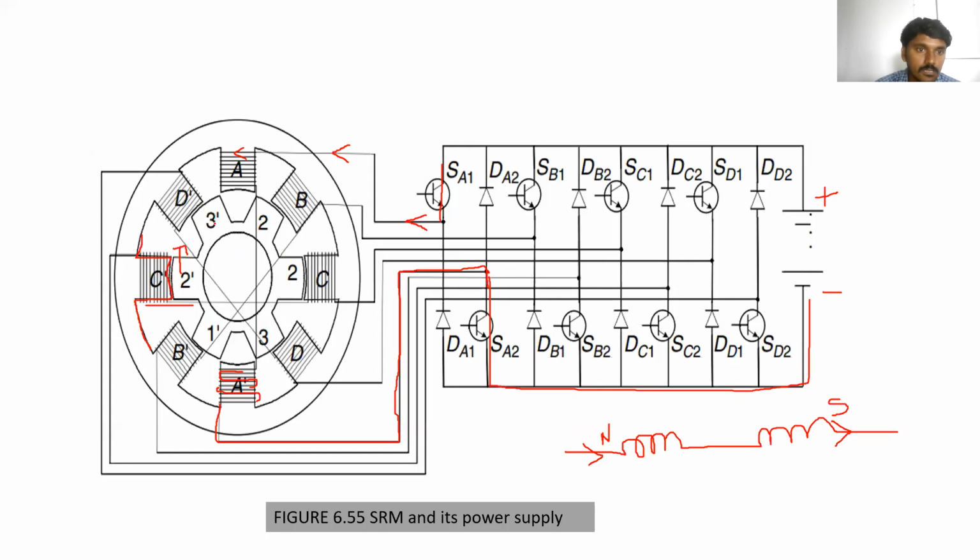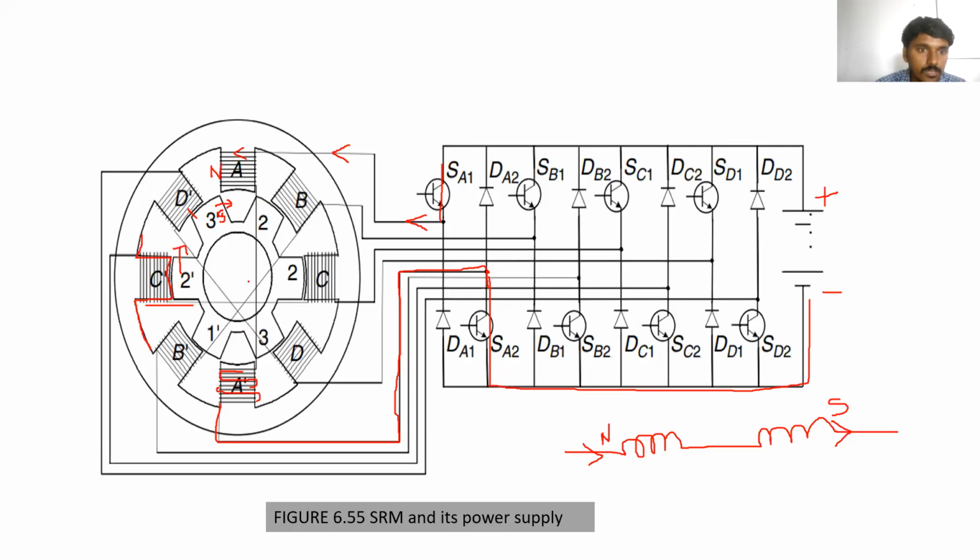For example, the 3 and 3 dash poles of the rotor circuit of the stepper switched reluctance motor are like this. Half of the part is near the A dash pole and the remaining half is out of the stator pole. In order to move this 3 dash rotor pole in this direction, this coil should be excited and formed as a north pole, and it will act as a south pole here.